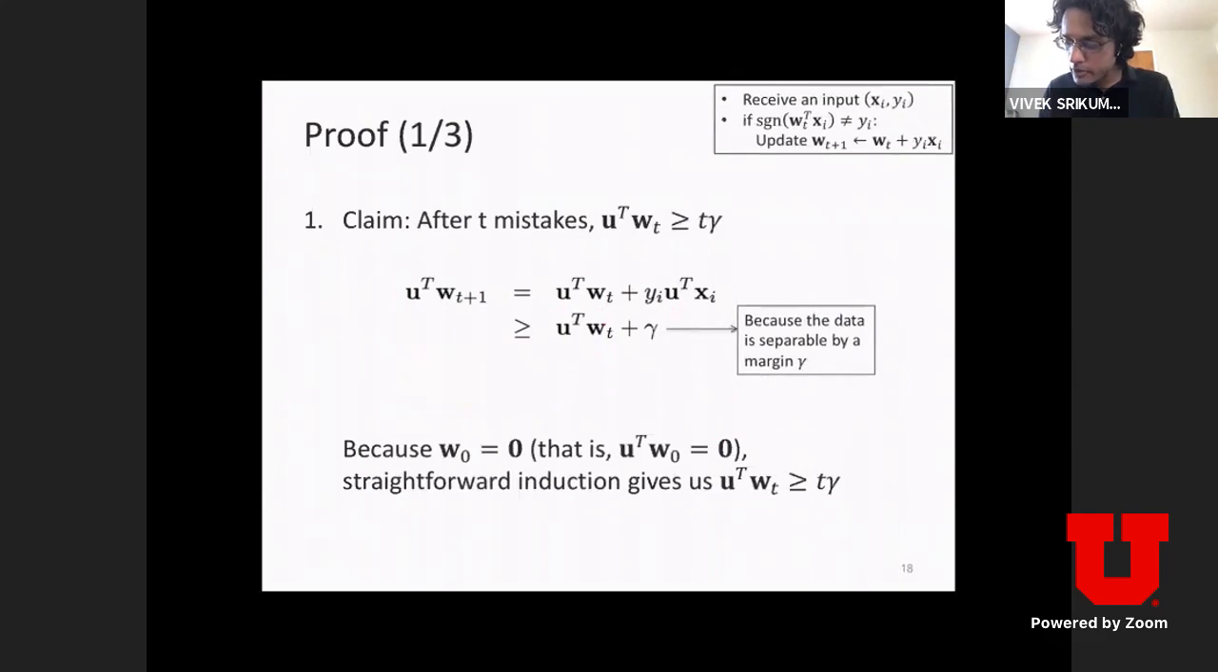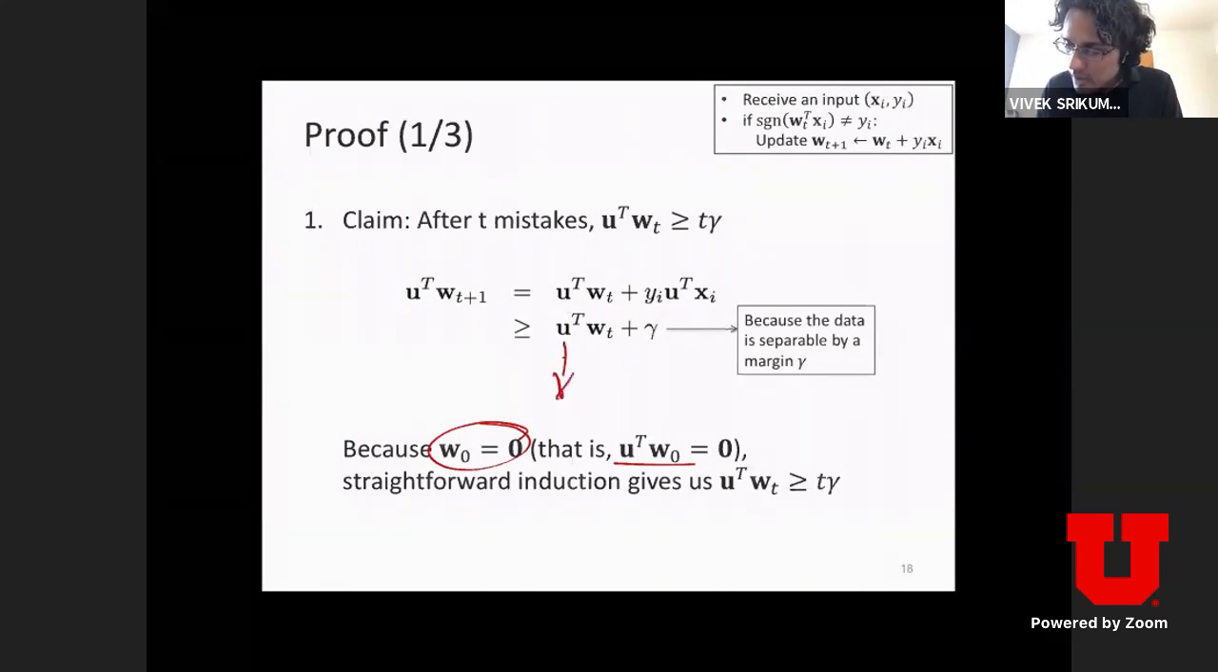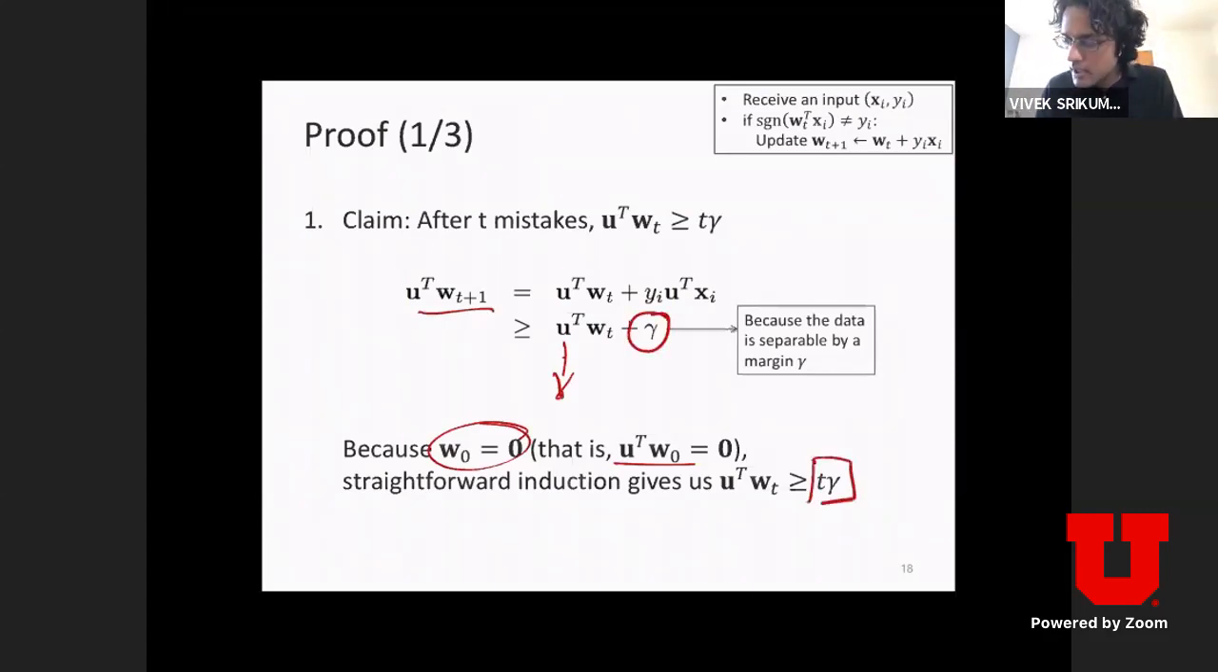But we also know that w_0 is zero, which means u times w_0 is zero. So just applying induction tells you that every time we make an update, this quantity is growing by at least gamma. So after T updates, it will be at least T gamma. So that takes care of our first step. So after T mistakes, the dot product of u, the true vector that separates the data, and w_T, the thing that the algorithm is learning, is at least T gamma. So that's the first step.